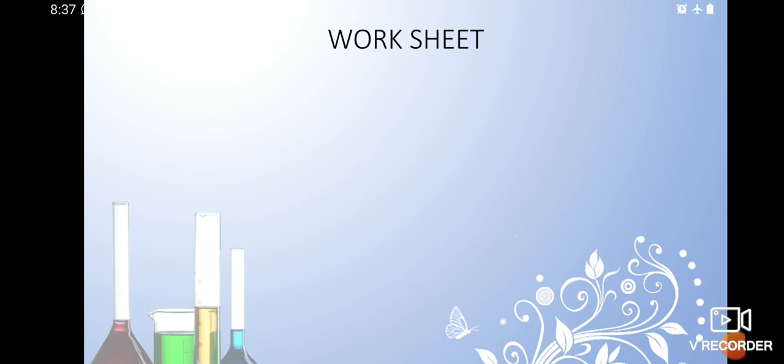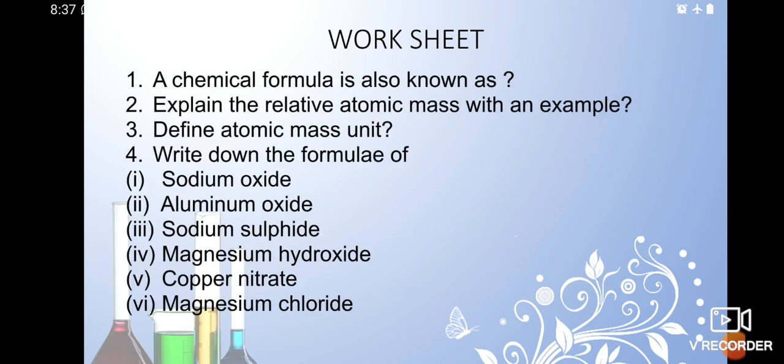So you can take a worksheet for this class. Okay, students. These are the questions related to this class. A chemical formula is also known as a molecular formula. Then explain the relative atomic mass with an example. I have given you in the slides itself the definition of relative atomic mass, and you can take any example of your own. Then third question, define atomic mass unit.